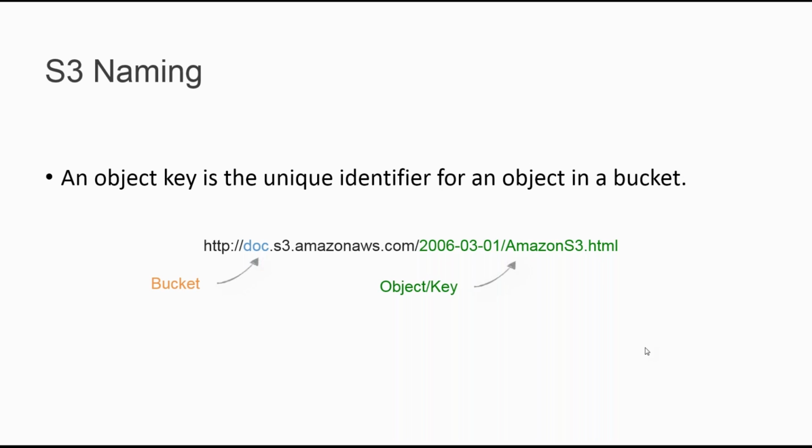Going a bit deeper in S3. Now, if you create a bucket, let's say the bucket name is doc, and you go ahead and create a folder within that called 2006-03-01, and then you put an HTML file within that. This is how the URL gets formed for your object.